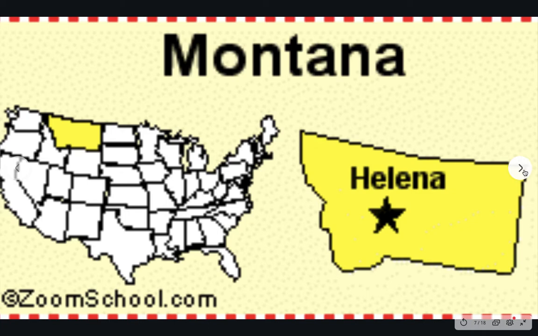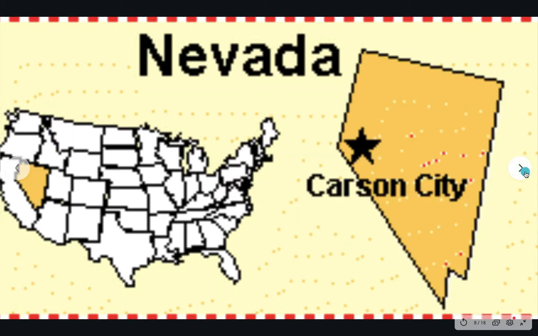Next we have Montana. The capital of Montana is Helena, and Montana is right to the right of Idaho. So here's Idaho's long skinny point, and just to the right is Montana on your map. Next we have Nevada. Nevada is right next to California, and Nevada's capital is Carson City. So if you look on your map, this is where you can find Nevada.